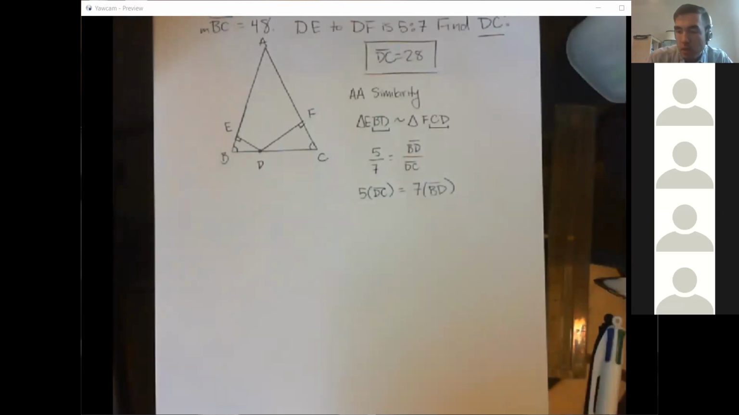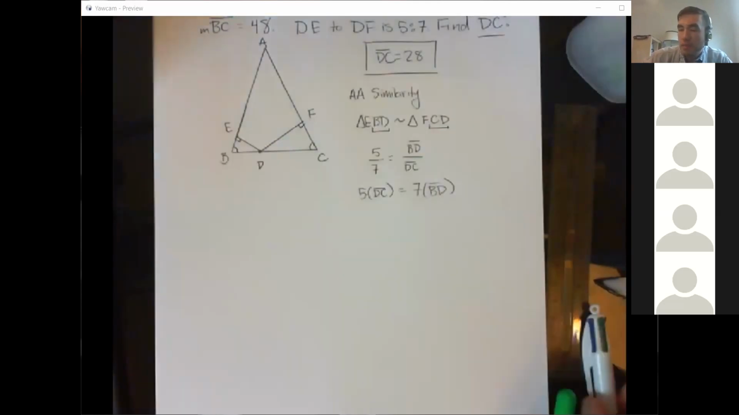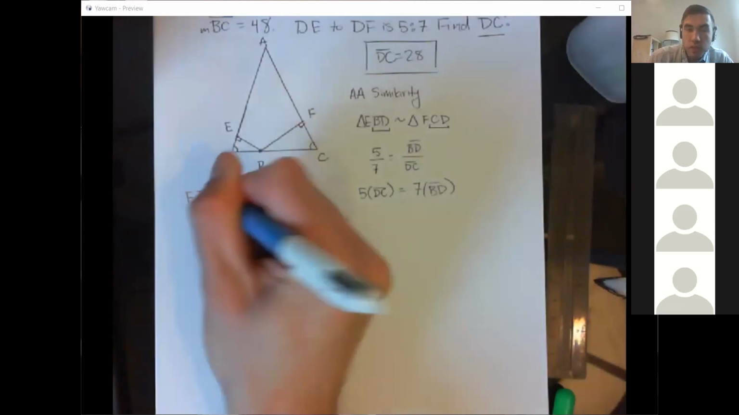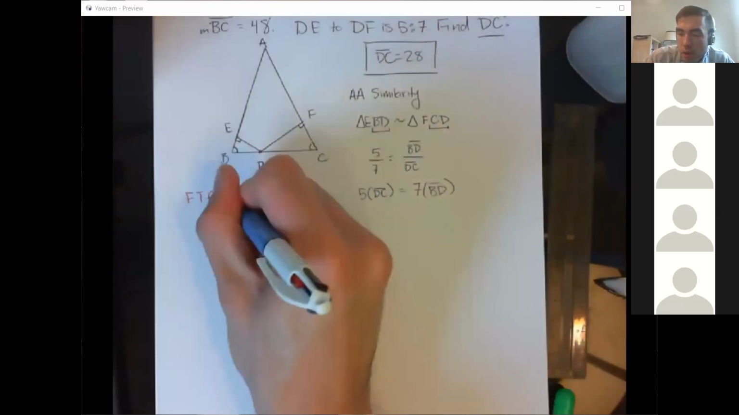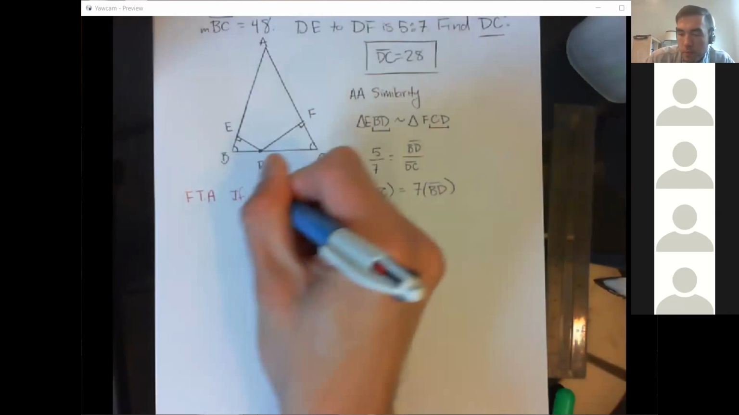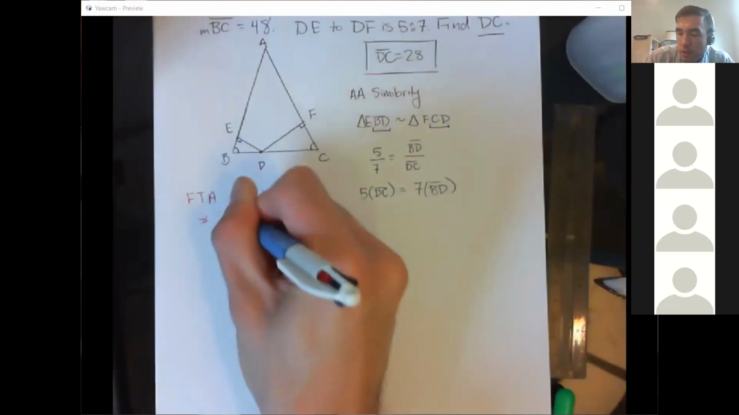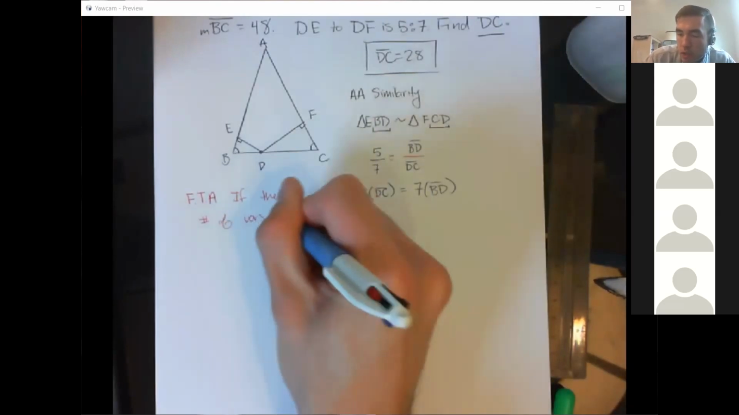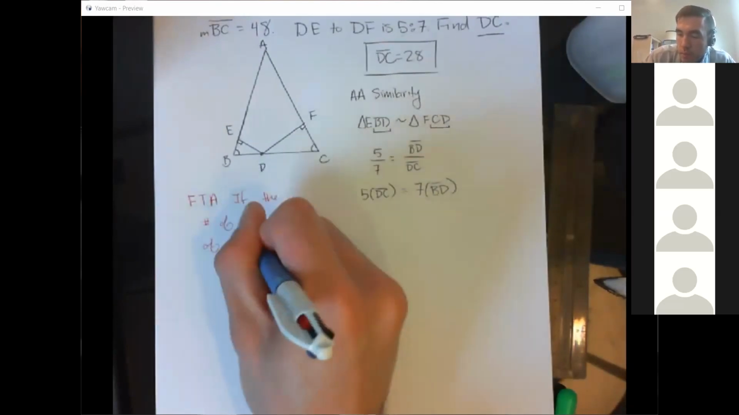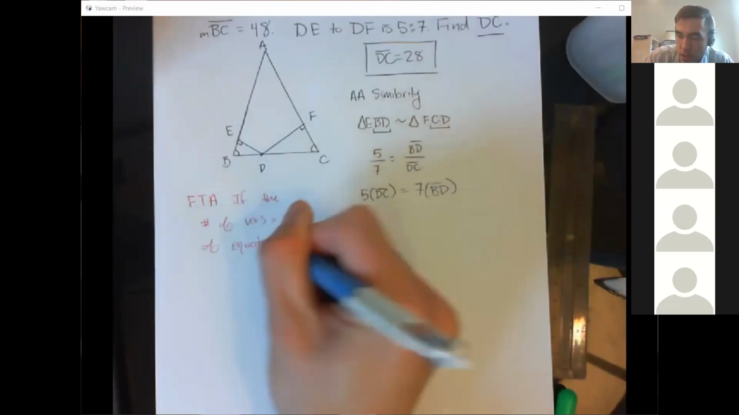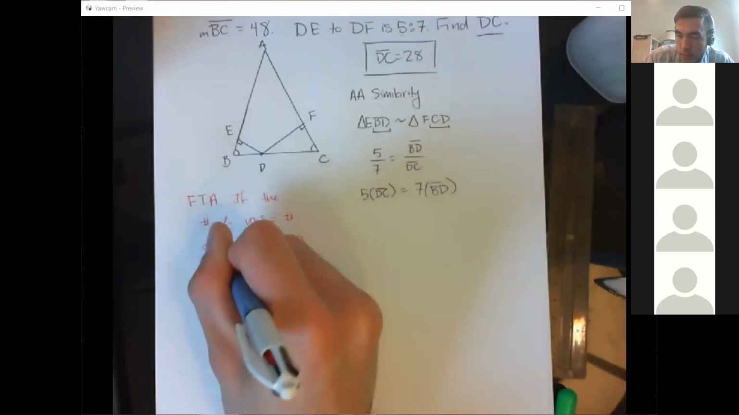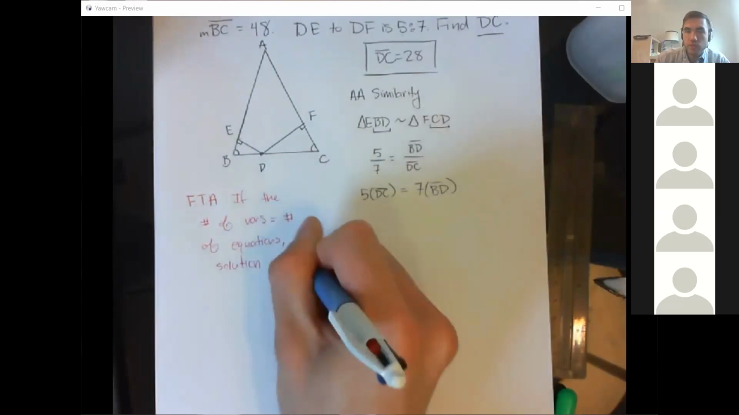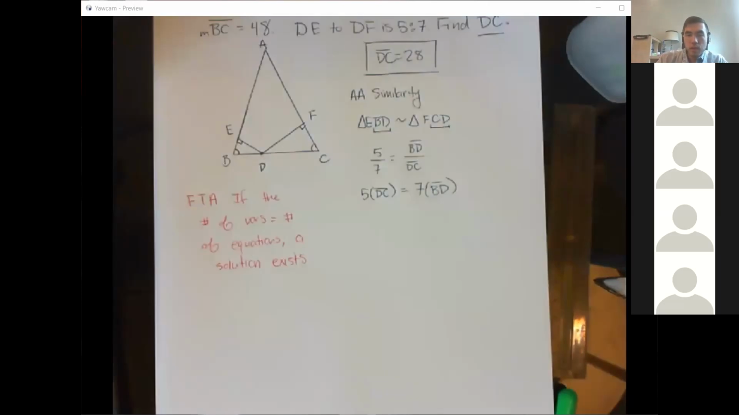And there's a name for that that y'all should know. The name of that is called the Fundamental Theorem of Algebra. The Fundamental Theorem of Algebra says that if the number of variables equals the number of equations, then a solution must exist. Of course, there's a few extra conditions for it on top of that.